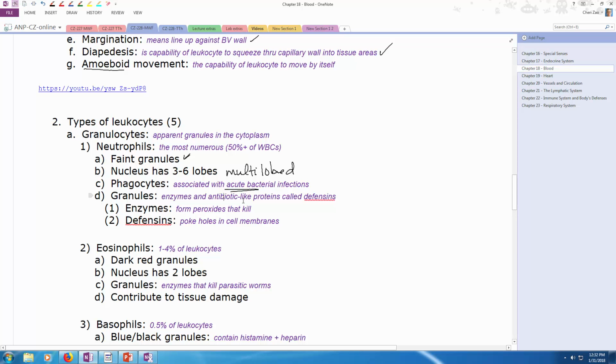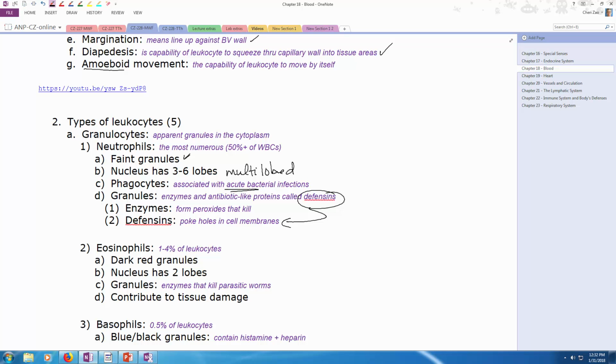infection. The granules inside them are enzymes as well as an antibiotic-like protein group called defensins. So these defensins are capable of poking holes into cell membranes of our bacteria. And when you poke a hole into the cell membrane of a bacteria, things get out, which means the insides of the bacteria get out and therefore die, and also water gets in. And that's actually one of the main things that happens. Water gets in and causes the bacteria to explode from osmotic pressure.